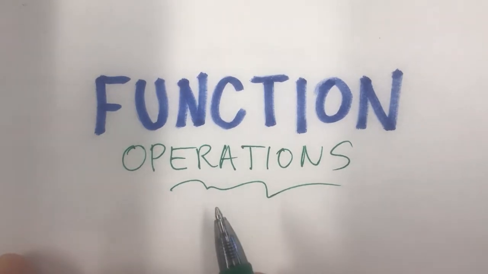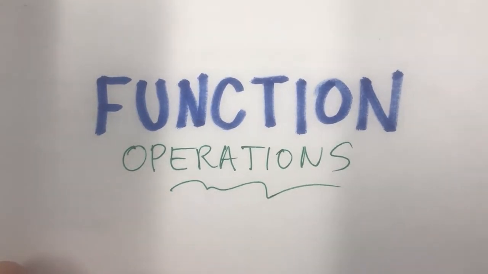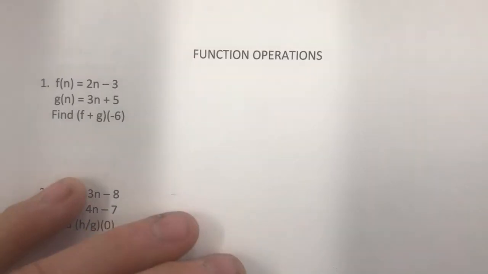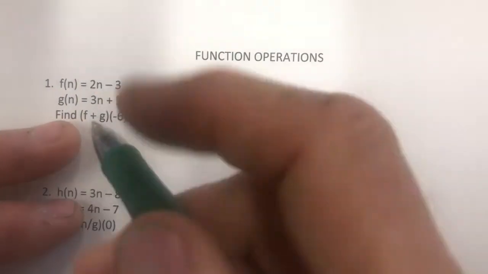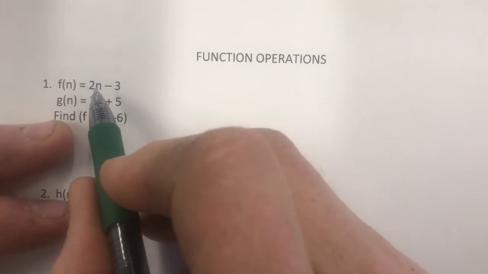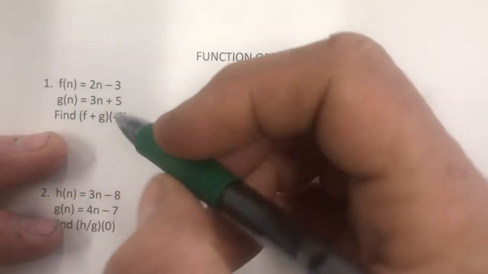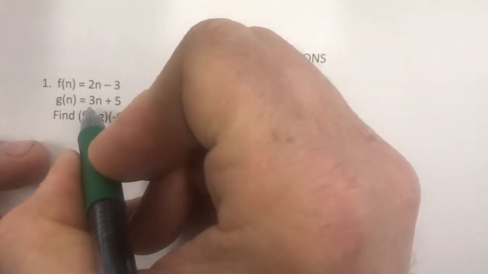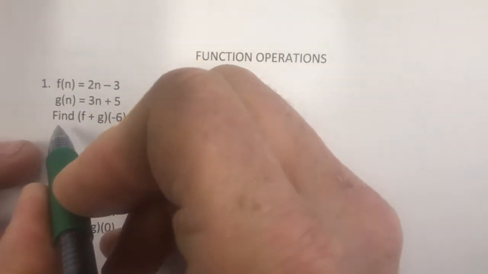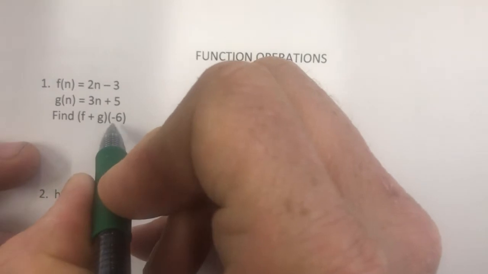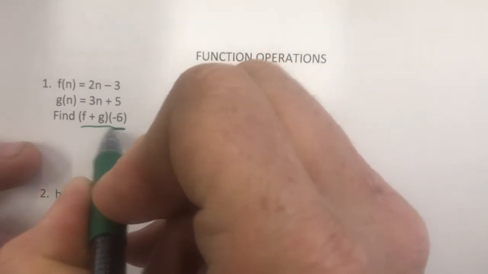All right, we're looking at function operations today. Here's what we have first. f of n is 2n minus 3. Then we have g of n is 3n plus 5. Okay, we have two different functions here. We want to find f plus g of negative 6.